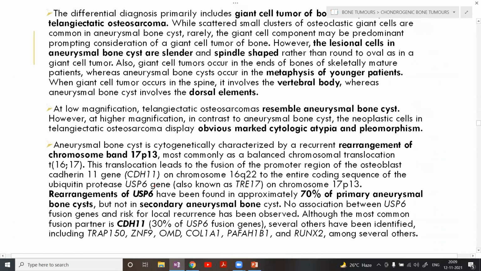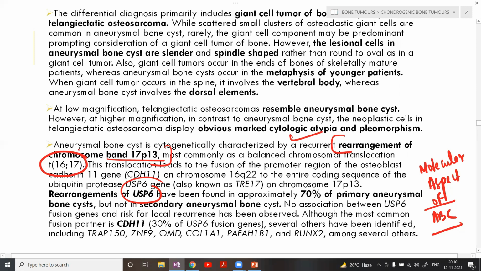Now we come to the differential diagnosis. First, you have to understand the molecular aspect of ABC. Very importantly, usually people remember the rearrangement involving the USP6 gene, but they tend to forget the recurrent rearrangement of chromosome band 17. It is most commonly a balanced chromosomal translocation, that is translocation 16-18. People forget this part. I don't know why. This is very important to remember.